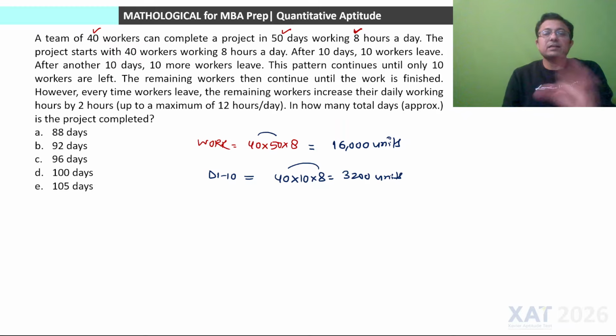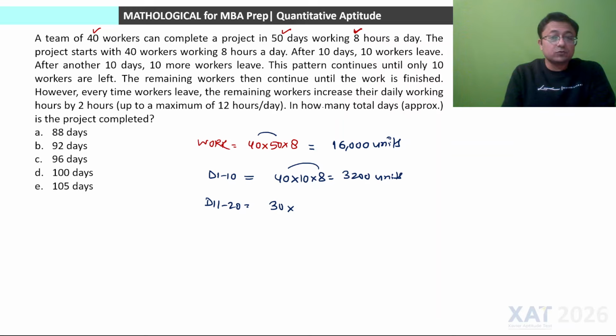Then 10 workers are going to leave after 10 days. So from day 11 to day 20, workers are 30. After 10 more days, 10 more workers leave, and so on. This pattern continues until only 10 workers are left. The remaining workers then continue until the work is finished. However, every time workers leave, the remaining workers increase their daily working hours by 2 hours.